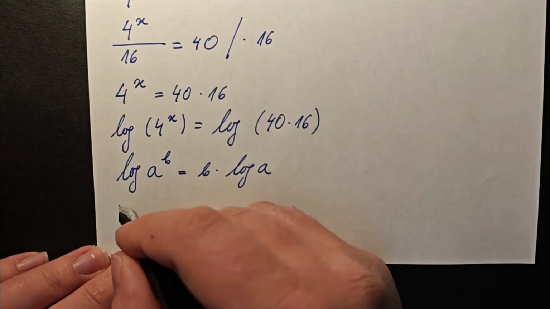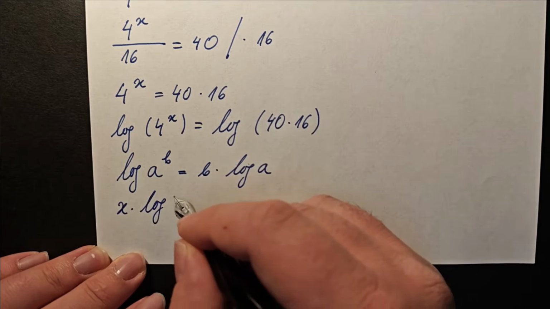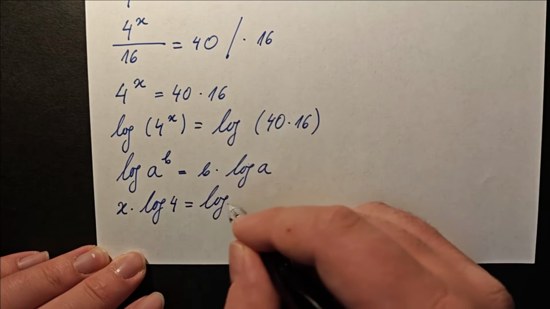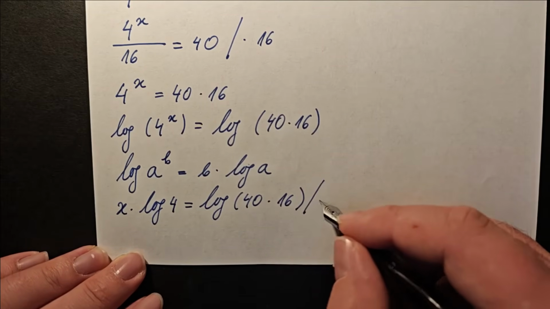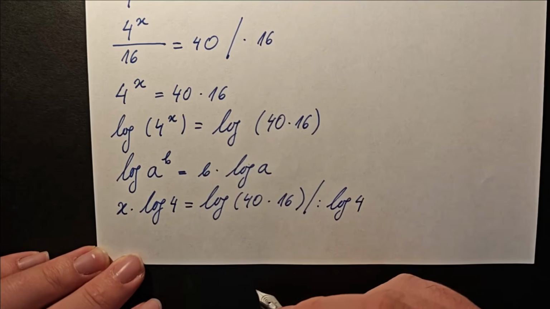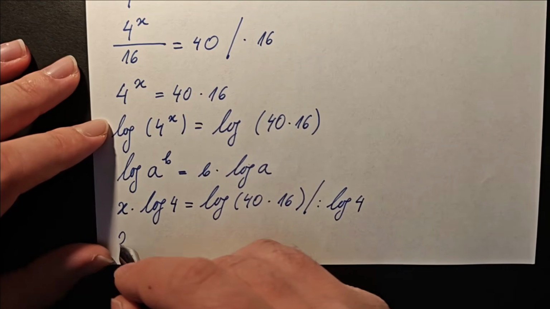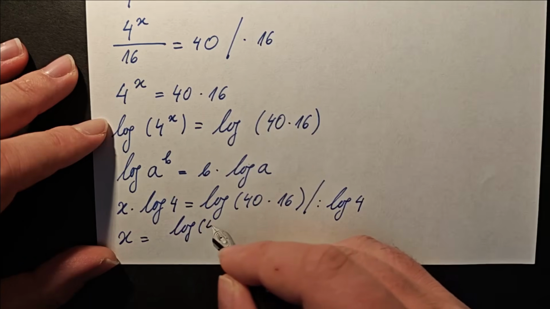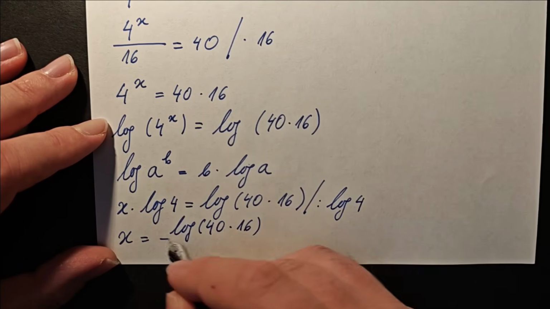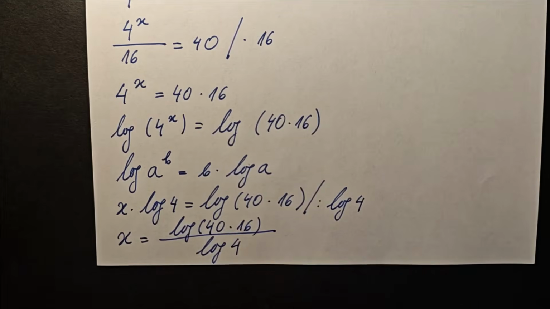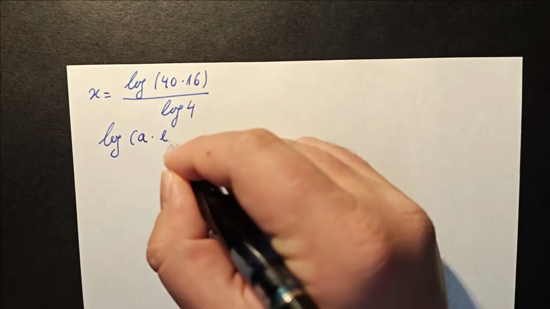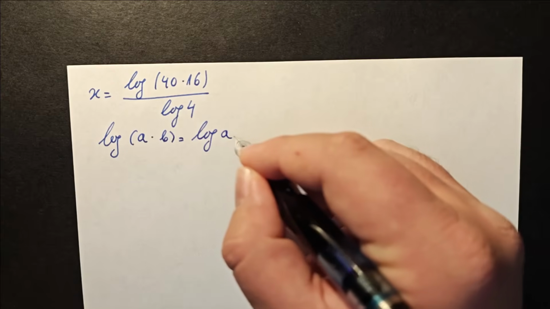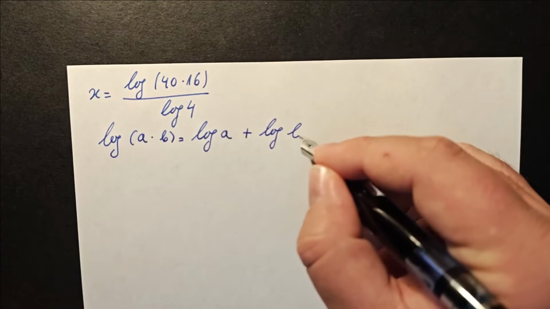Then we get that our equation is x multiplied by log of 4 is equal to logarithm of 40 multiplied by 16. We can divide the entire equation by log of 4, and in that way we get that x is equal to log of 40 multiplied by 16 divided by log of 4. At this point we can apply a rule of a logarithm which states that logarithm of a multiplied by b is equal to logarithm of a plus logarithm of b.